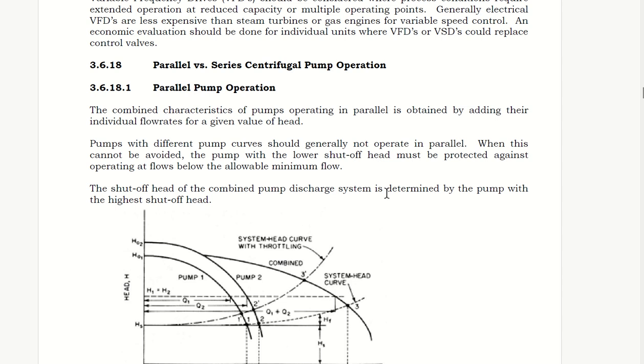So basically, I'm trying to release a couple of series of videos on pumps, and I'm trying to cover some of these topics. This topic is about parallel and series centrifugal pump operation.